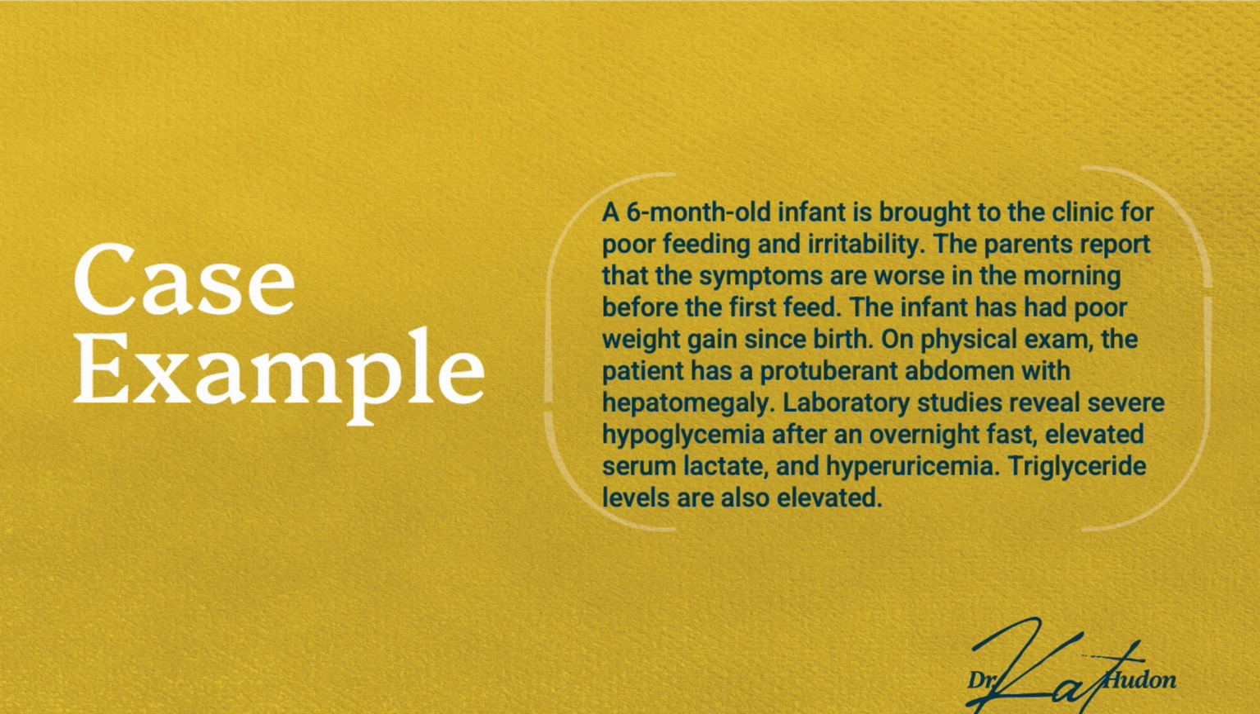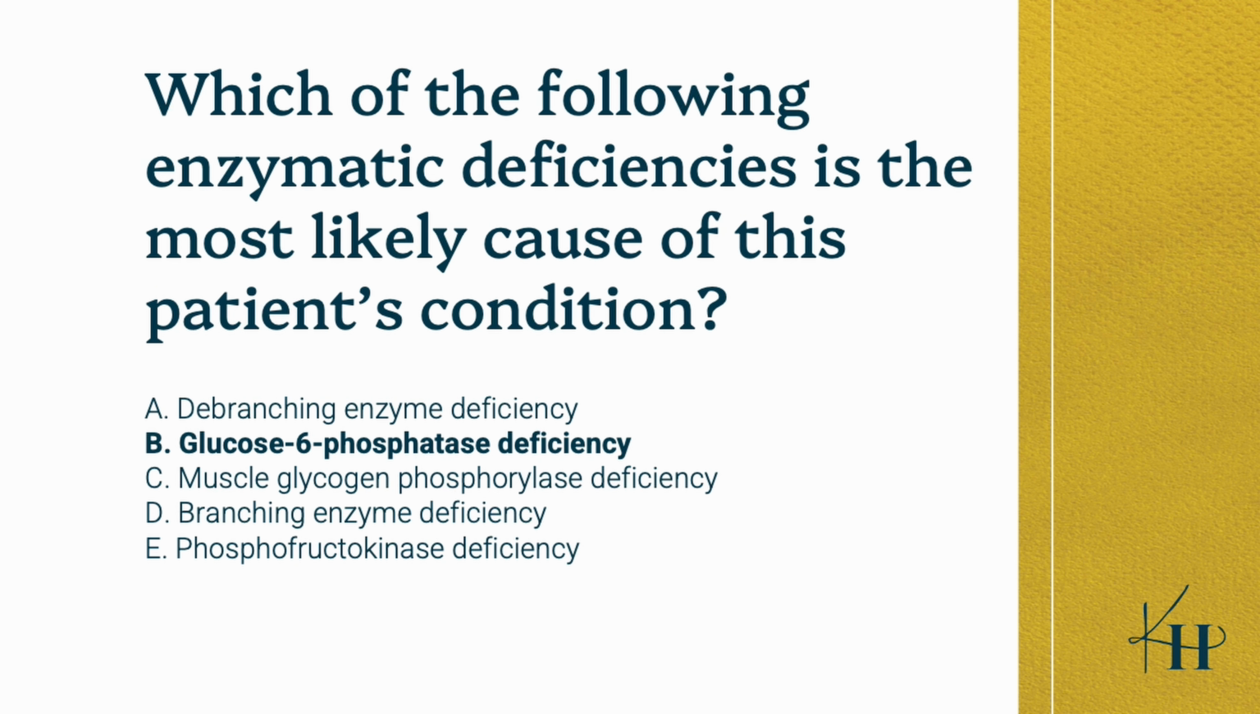If we put this together, infant, fasting, hypoglycemia, hepatomegaly, lactic acidosis, and hyperuricemia, that pattern definitely points to von Gierke's disease. So the underlying problem here is the deficiency of glucose 6-phosphatase. The liver can store glycogen, but it cannot release free glucose into the bloodstream. That's why these patients become severely hypoglycemic during fasting. Key takeaway for boards is you don't need to memorize every glycogen storage disease. You just have to look at these patterns.